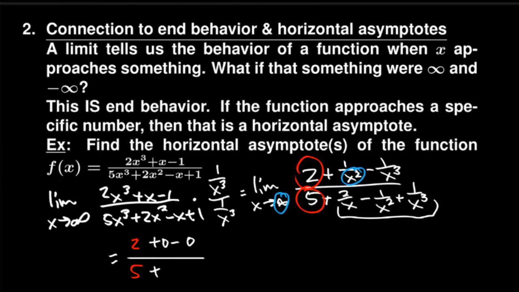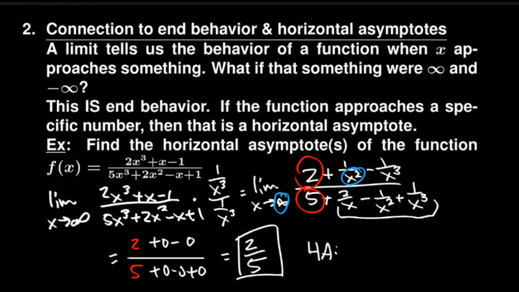Notice that these are just number over gigantic number. So same idea is going to happen, and you just get 0 minus 0 plus 0. So then you end up with 2 over 5, and that's actually the horizontal asymptote. So technically you should write this.